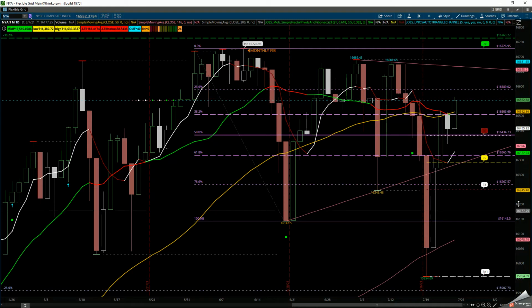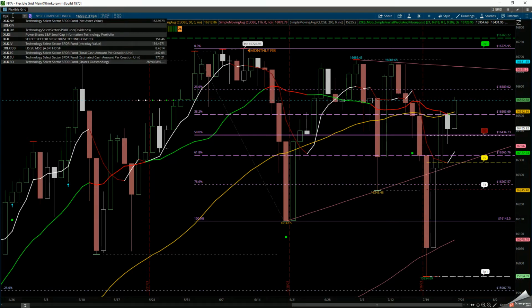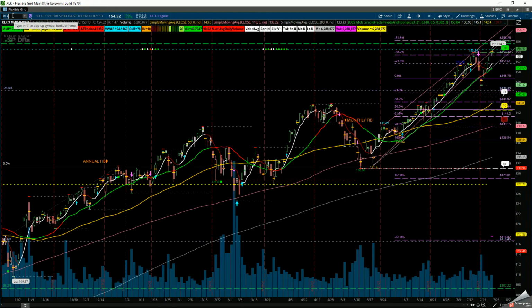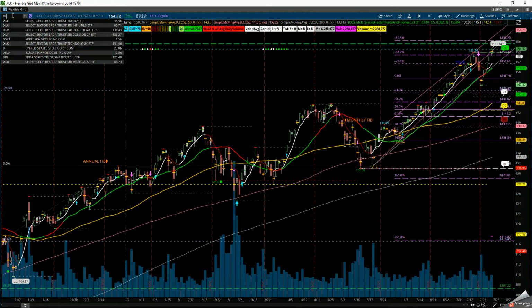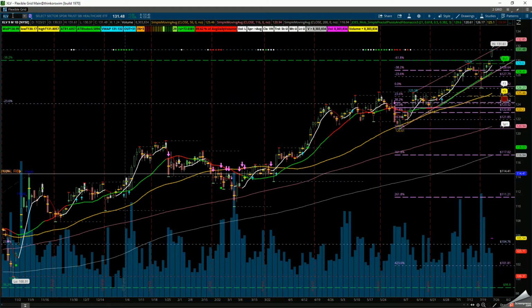So let's see what the market gives us. Let's take a look at XLK, and I'll show you some weakness in other ETFs as well. We can see that it's continuing high. It created an annual high. XLV, which is the healthcare sector, we can see it's on an annual high. Broke out of those.